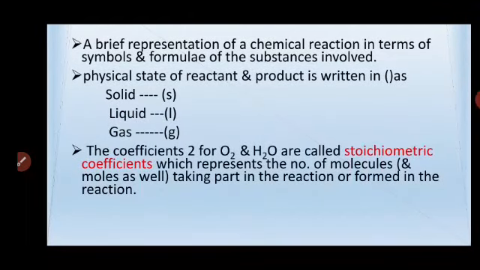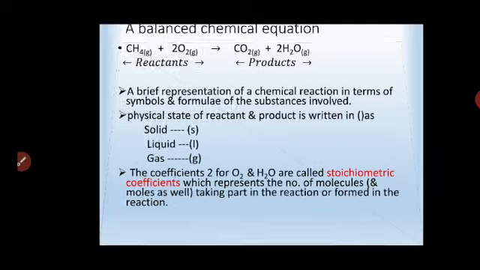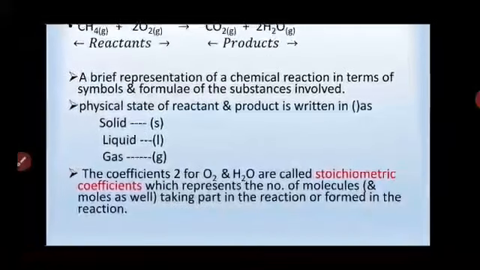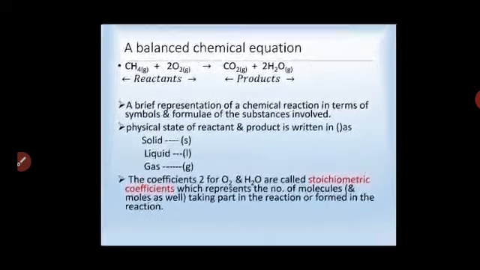Now the coefficients, that is the numbers which we have written for oxygen and water molecule, are called stoichiometric coefficients, which represent the number of molecules or the number of atoms for a single element, or in short the number of moles that take part in the reaction or are formed in the reaction. Okay. So when we are calculating the stoichiometry, it is important to balance the equation.